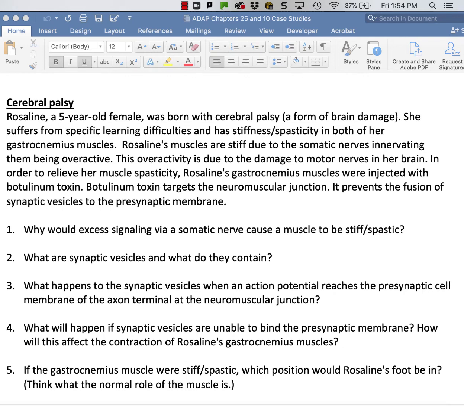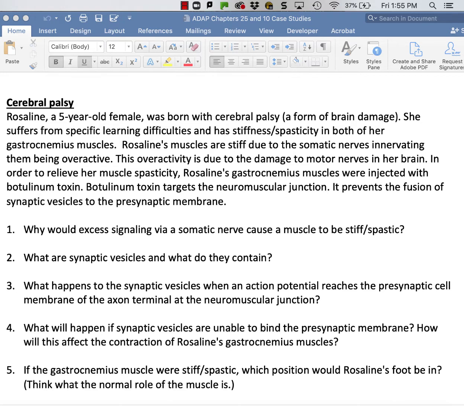Okay, so today we're going to go over the case studies for chapters 25 and 10. We're going to start by looking at cerebral palsy. Rosalind, a 5-year-old female, was born with cerebral palsy, a form of brain damage. She suffers from specific learning difficulties and has stiffness and spasticity in both her gastrocs. Her muscles are stiff because the somatic nerves innervating them are overactive. The overactivity is due to damage to the motor neurons in her brain.